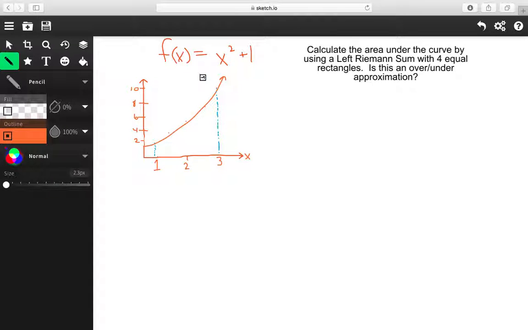We are going to be calculating the area between the x-axis and the curve from the function f of x equals x squared plus 1 on the interval from 1 to 3 by using a left Riemann sum with 4 equal rectangles. So the first thing that we're going to do is separate this into 4 equal rectangles.